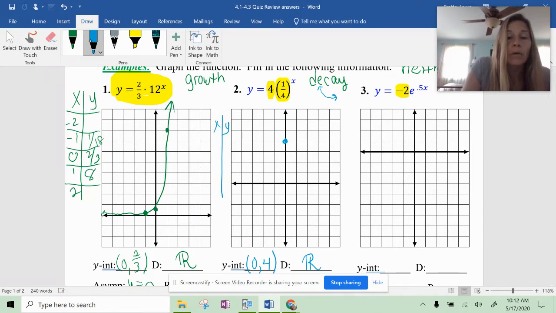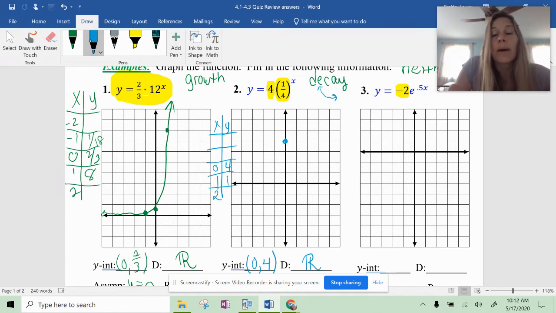So now if I want some more points on here besides 0, 4, I can use my calculator to get a table of values here. So I know I have 0, 4. If I want to put in, let's say, a 1, then I would have 1/4 times 4, which is 1. If I want to put in a 2, 1/4 to the second power is 1/16. And when I multiply that by 4, I end up with 1/4. If I did a -1, that would flip my 1/4, and I would have positive 16.